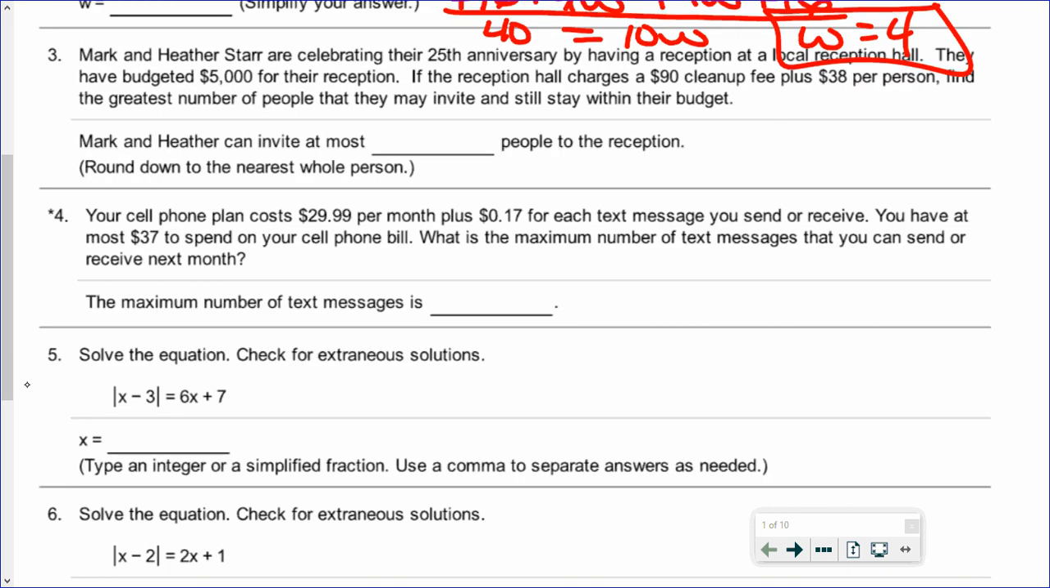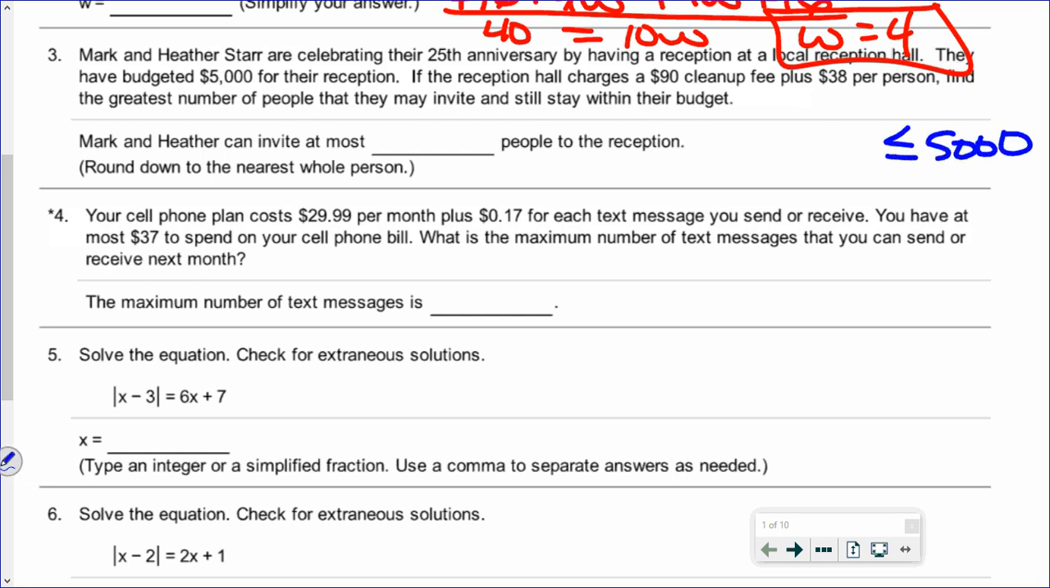Number 3. Mark and Heather Starr are celebrating their 25th anniversary by having a reception at a local reception hall. They have budgeted $5,000 for the reception. What does the word budget mean? Max. That means, can I spend $5,001? No, because I don't have one additional dollar to give. So I can spend $5,000 or less. So immediately, this is an inequality statement, less than or equal to 5,000.